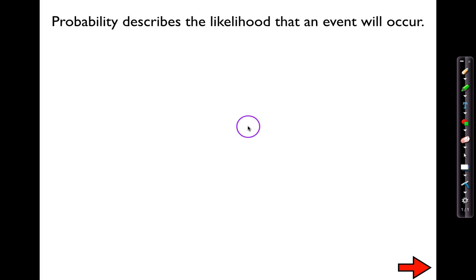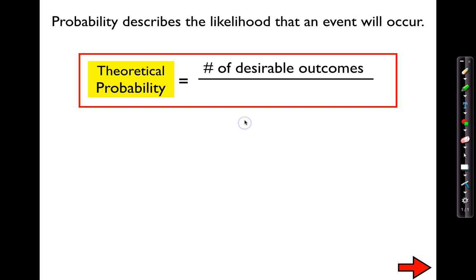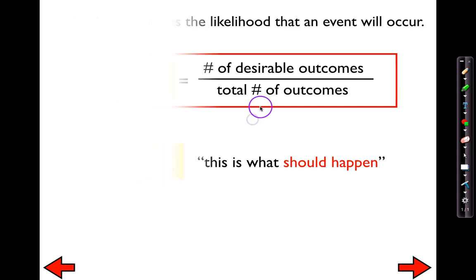So probability describes the likelihood that an event will occur. Theoretical probability is the number of desirable outcomes over the total number of outcomes. It is what should happen, what we expect to happen.